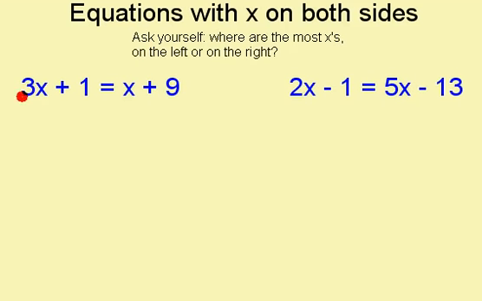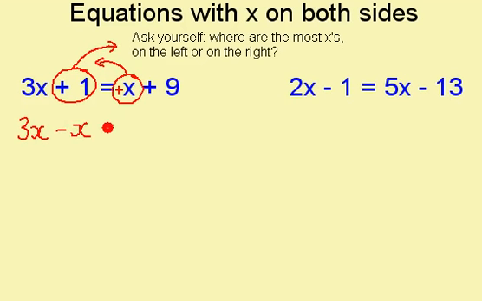This means that the other x's need to float and ping to the left, and the numbers need to float and ping to the right, like this. That's a plus x, and it needs to float and ping to the left. And that's a plus 1, and it needs to float and ping to the right. I've now still got the 3x here, but the plus 1 has gone, and I've now got the plus x, which has float and pinged, so it's minus x.